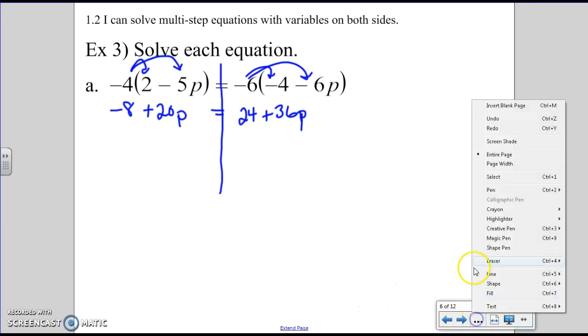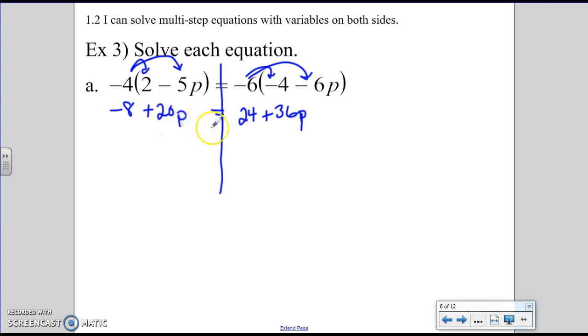The second step is to combine like terms on the left side, which we cannot do. Third step is to combine like terms on the right side, which we cannot do. And then we are going to move our variables over. So step 4 says combine your variables, move them to one side. I'm going to do minus 20 on both sides because 20 is smaller than 36. Okay, some teachers might tell you to do the minus 36. If you choose to do that, that's fine. You would end up getting the same answer. You would just have different signs working your way through the problem.